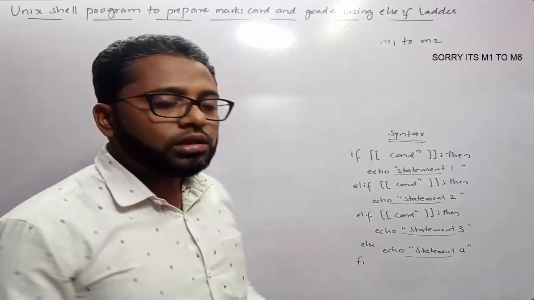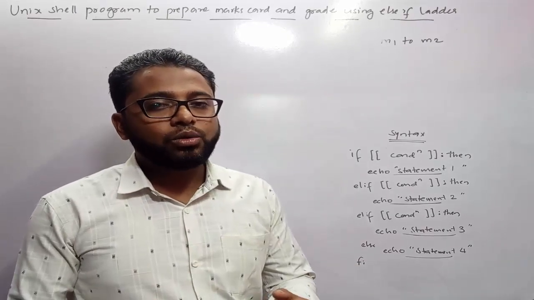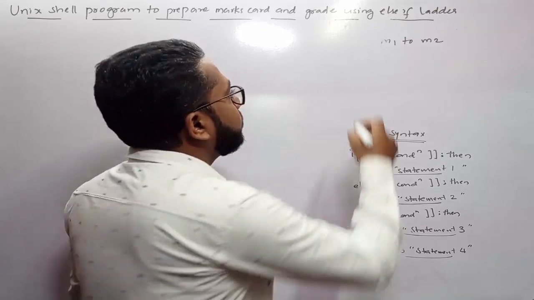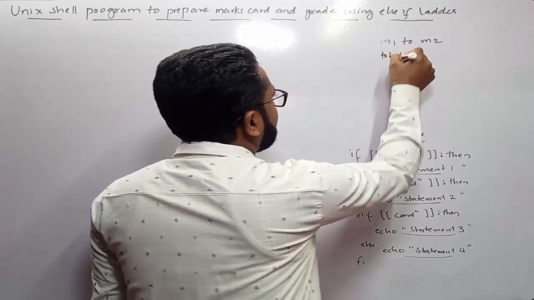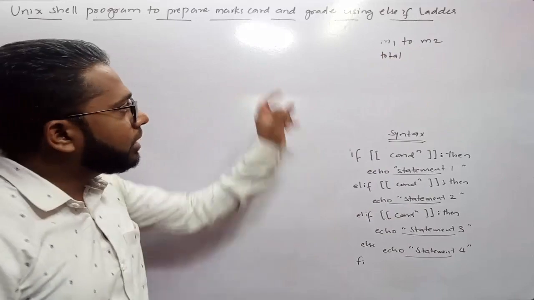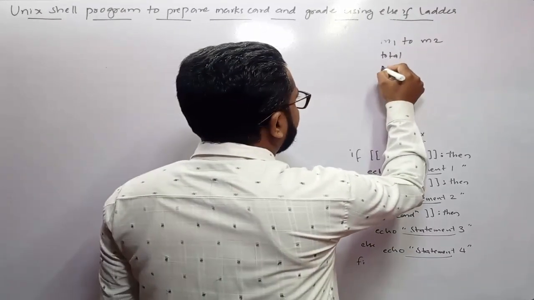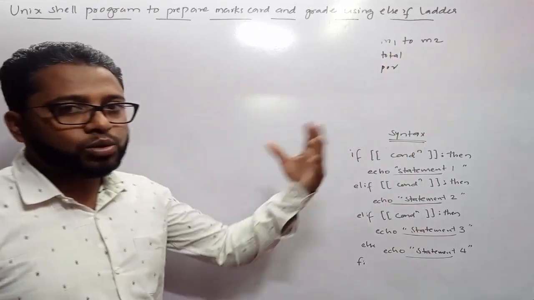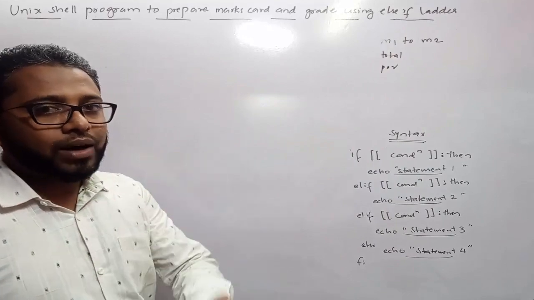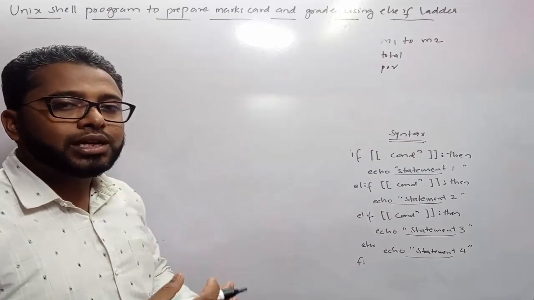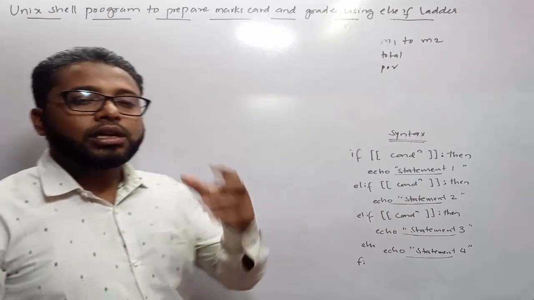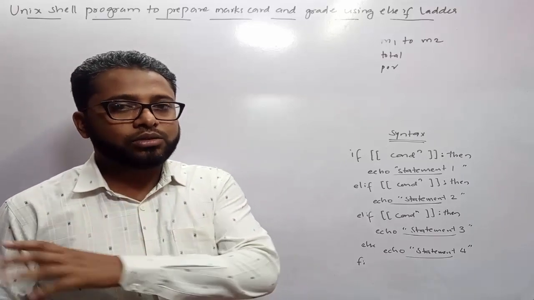Next, based on the marks, we need to calculate the total, right? So we need to create one more variable with the name total. Based on the total, we will be calculating the percentage. We need to create one more variable, percentage. Once we find the percentage, then based on the percentage, we will decide whether the student has scored distinction, first class, second class, pass class or fail.